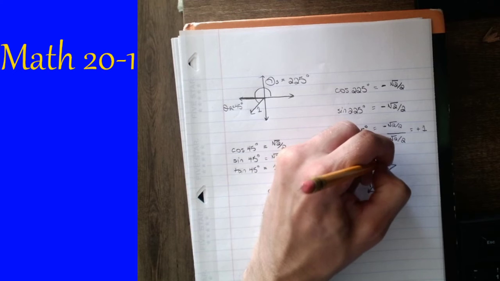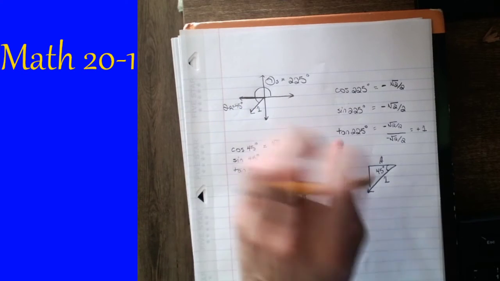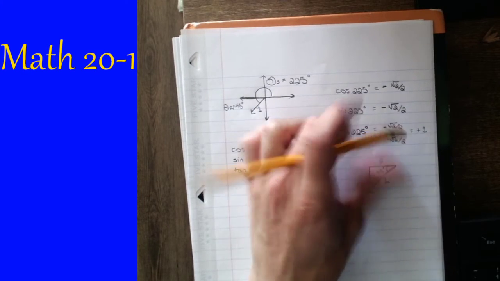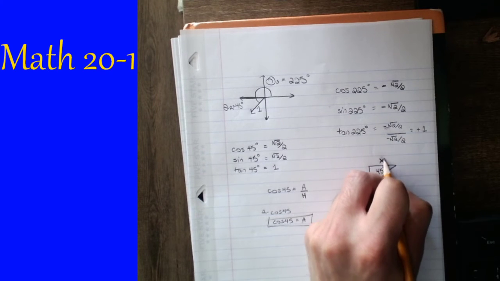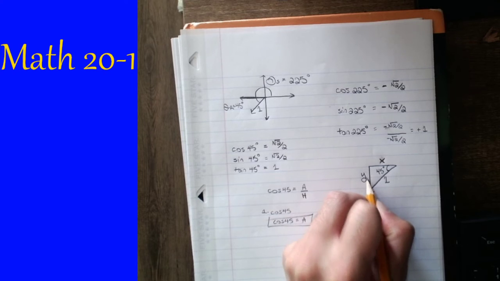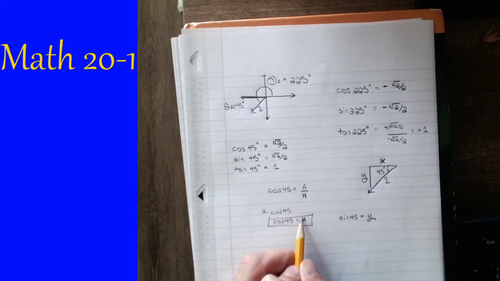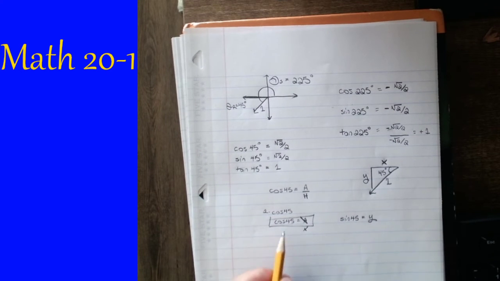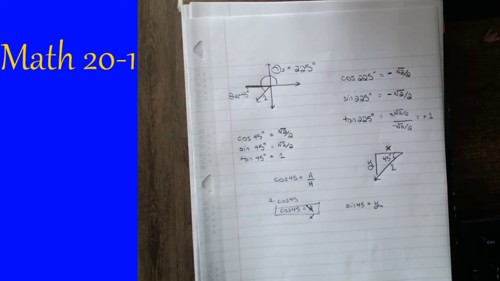Now, this is your adjacent. We also sometimes just call that how much you've moved in the x direction. So in some sense, if you set the hypotenuse to be equal to 1, you can always say that cosine is x and sine is y. I hope that makes sense. We'll do a couple more questions.